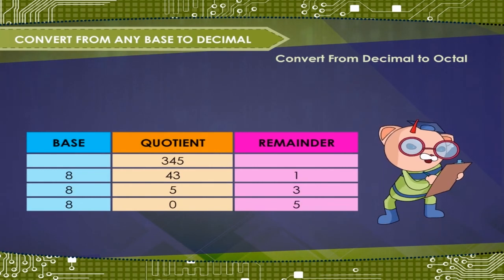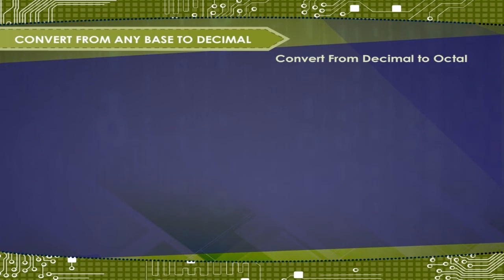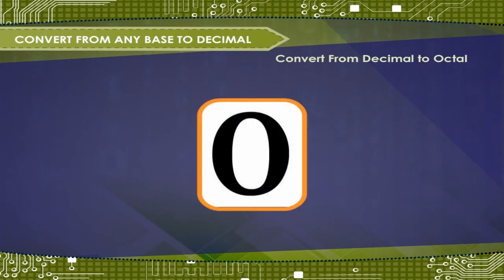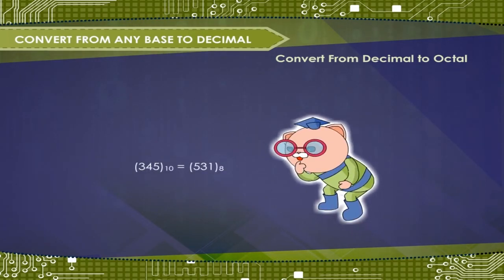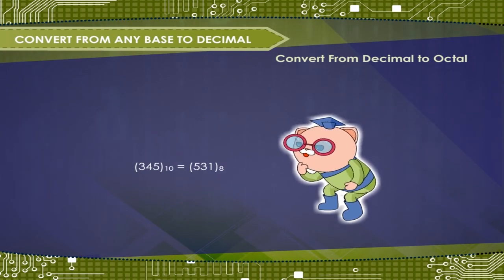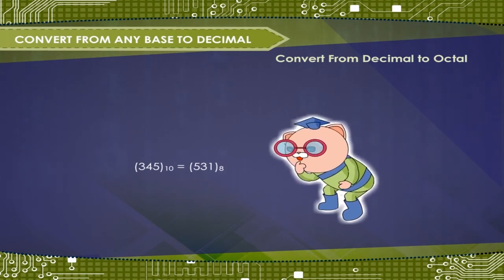Convert from decimal to octal. Now express the same decimal number 345 in octal notation. Stop when the quotient is 0. Write the remainders in reverse order, as shown before representing the decimal notation. So the answer is 345 base 10 is equal to 531 base 8.